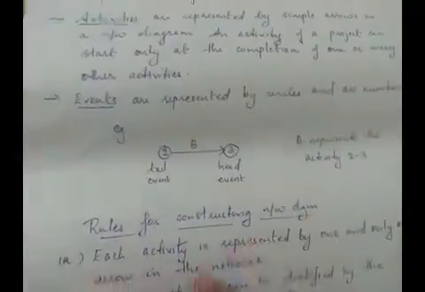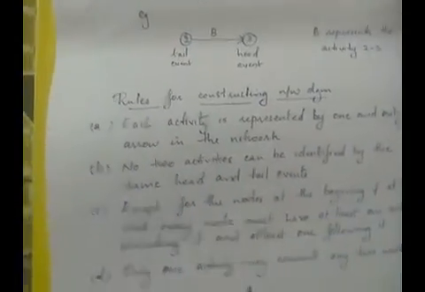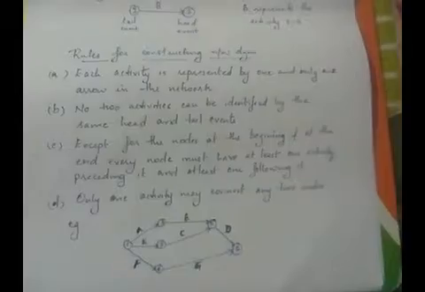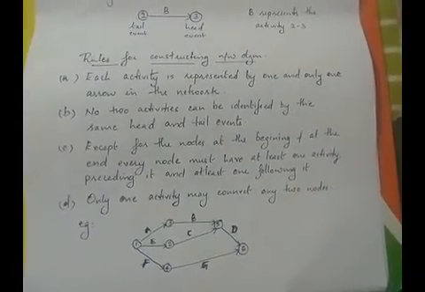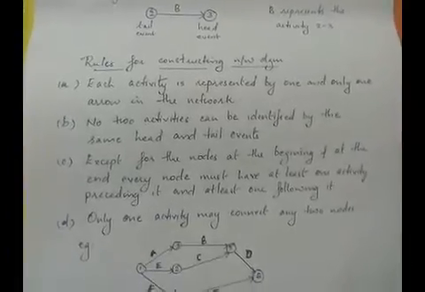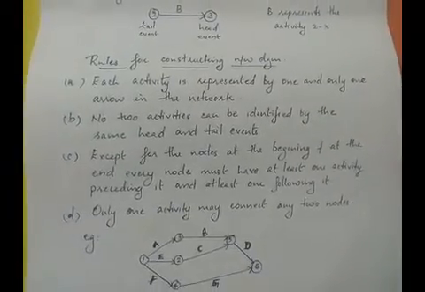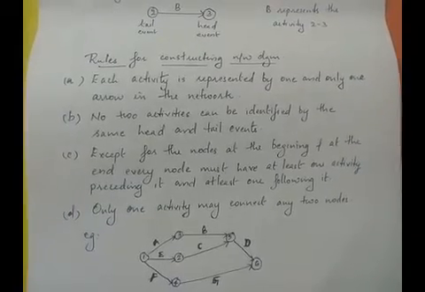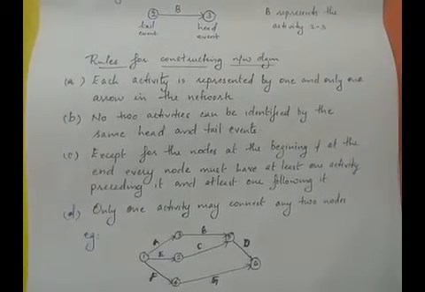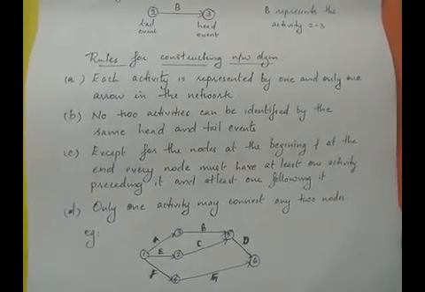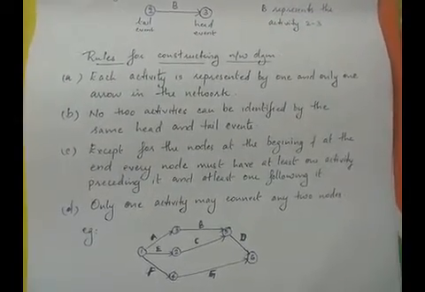Now, what are the rules for constructing the network diagram? We have 4 rules here for constructing a network diagram. The first one is each activity is represented by one and only one arrow in the network. That means if we take any activity, it will have only one representation in the network diagram. No two arrows can be labeled with the same name.